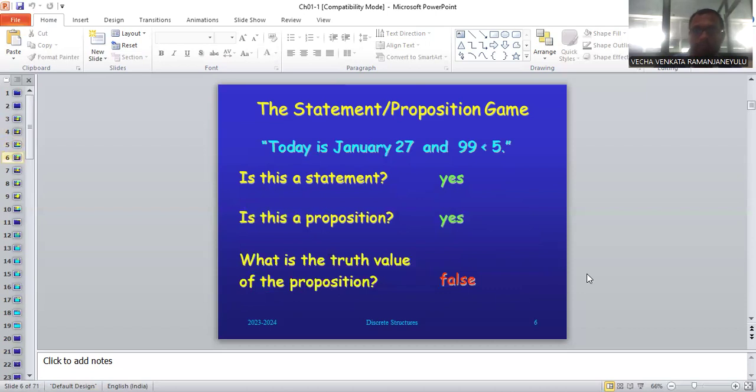Next: today is January 27 and 99 is less than 5. This is also a statement, and a proposition also. What is the truth value of the proposition? False, because 99 is less than 5 is false.